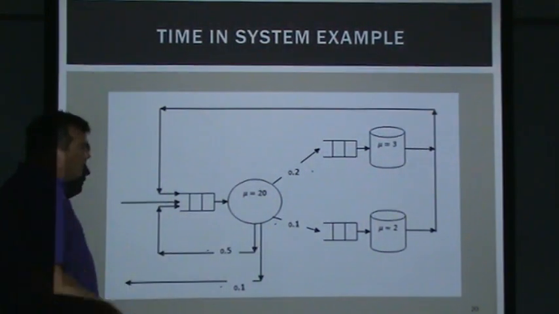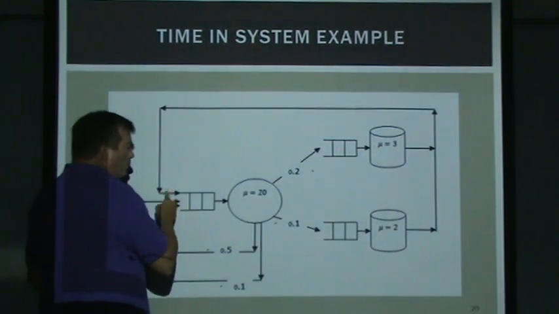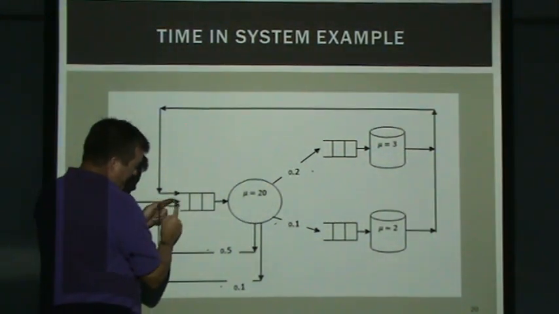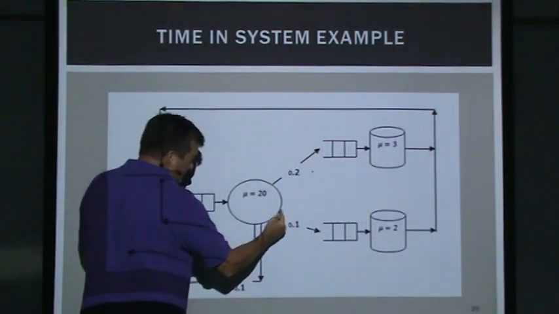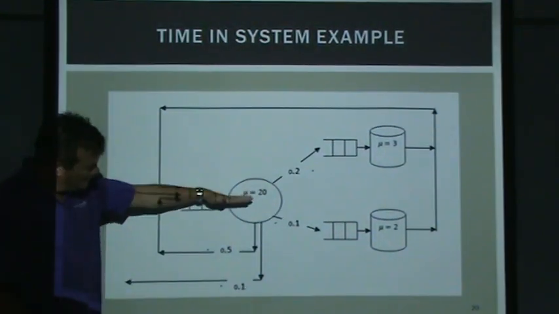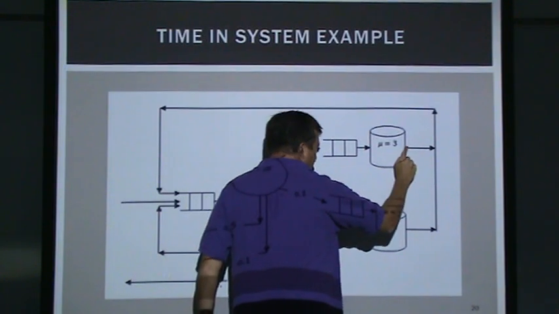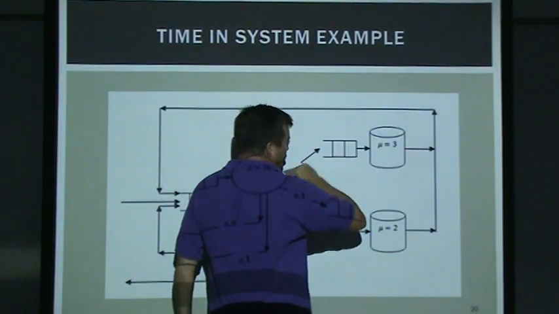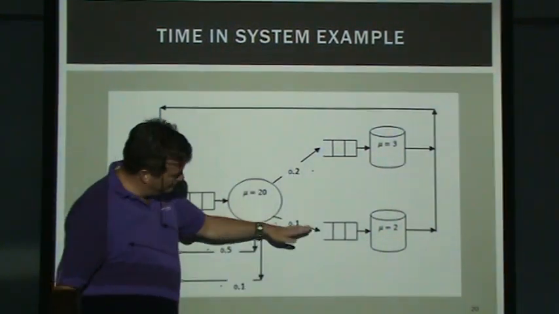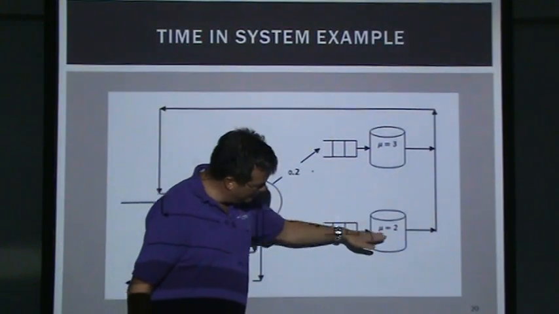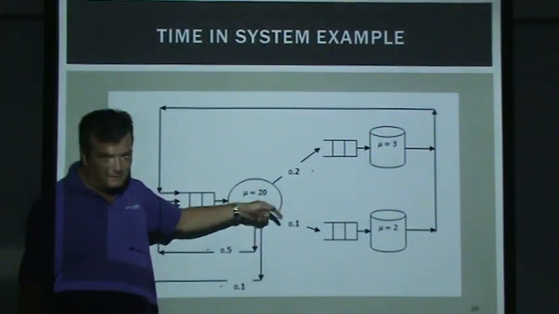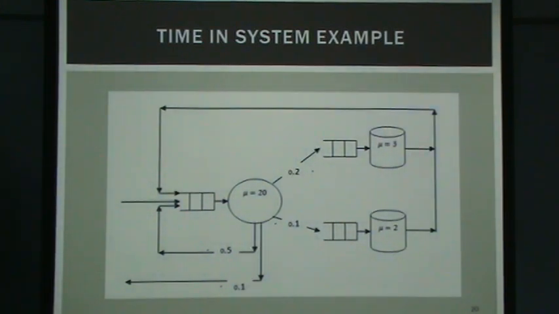So the things we need to know are, when we hit this queue, how long does it take to get from the beginning of the queue to the end? Multiply that by how many times we hit this queue. We need to know how much time we spend getting through this queue, times how many times we visit that queue, and then add that to how long it takes to get through this queue, times how many times we visit that queue.